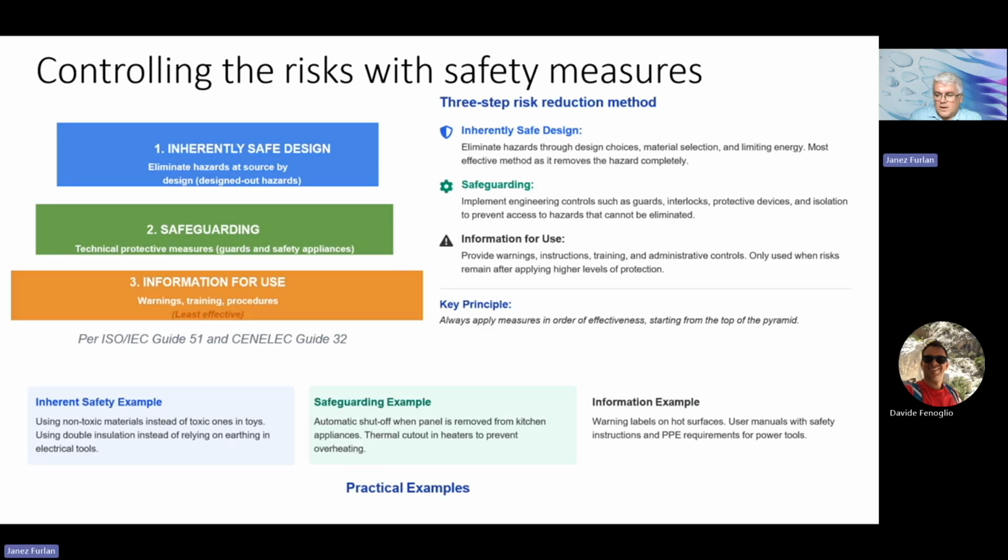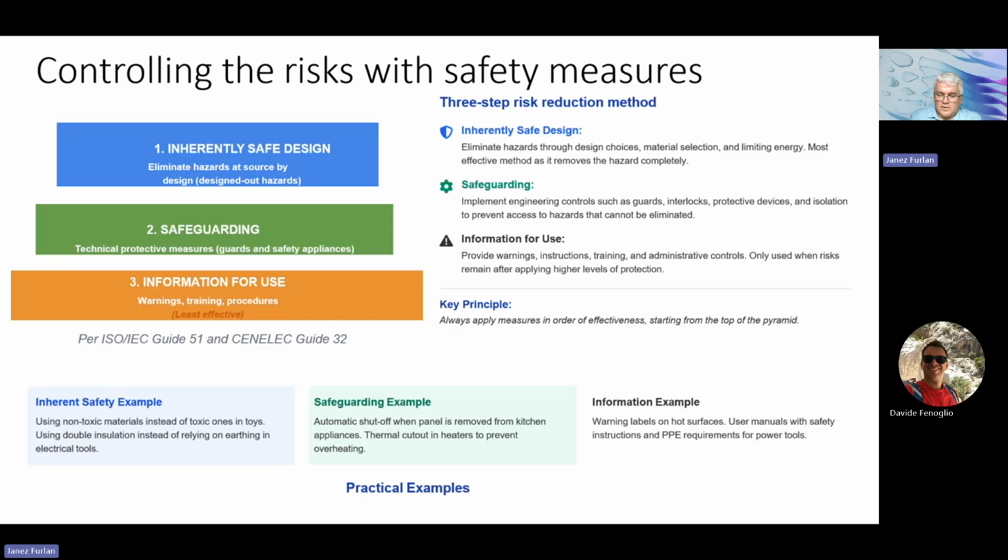When we are talking about mitigation of risk or controlling the risk, we need to have in mind that we have three types of possible risk reduction measures. And the first one is the first step, it shouldn't be skipped. It's called inherently safe design, where we can sometimes design out the hazard so that it is not present at all, simply by the inherently safe design of a product.